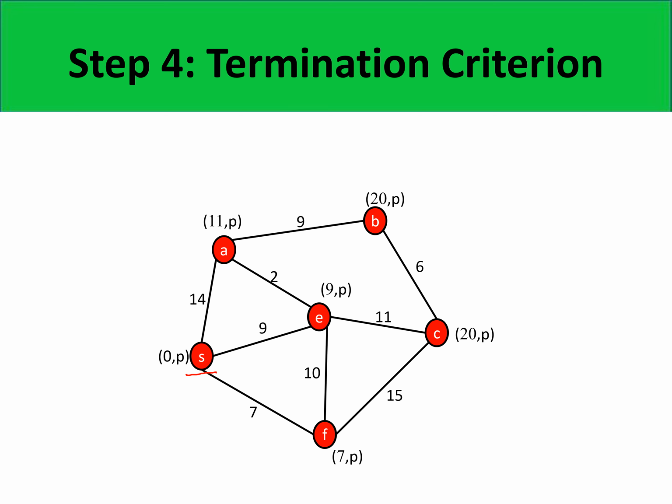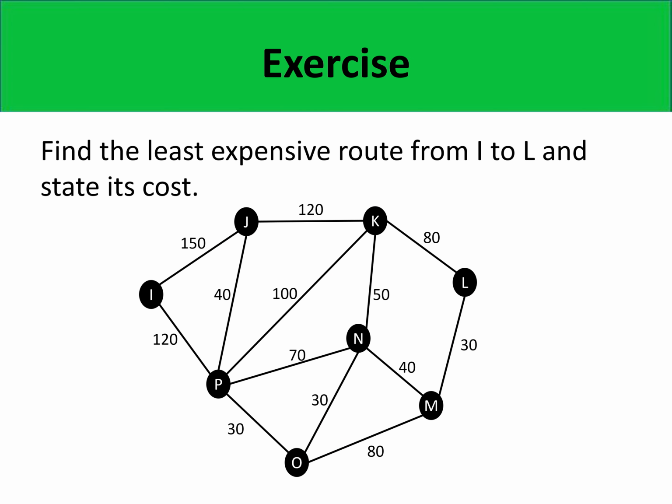So this means that the shortest distance from vertex S going to vertex A is 11. The shortest distance from vertex S going to vertex E is 9. The shortest distance from the vertex S to the vertex F is 7. The shortest distance from the vertex S to B is 20. And the shortest distance from the vertex S going to the vertex C is 20. Now this ends our discussion about graph theory and finding the shortest path.